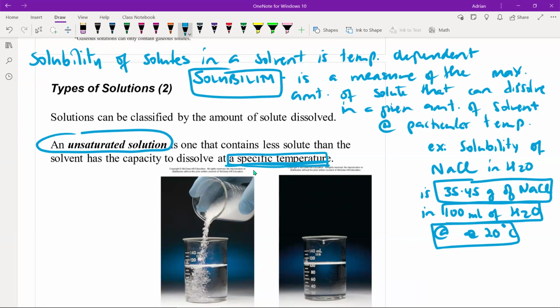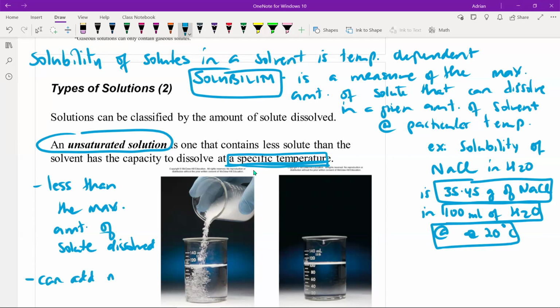So in an unsaturated solution, what we actually have is less solute than the maximum amount. So less than the maximum amount of solute dissolved. In other words, we can add more solute and it will dissolve. That's an unsaturated solution. The solution can accommodate more solute.